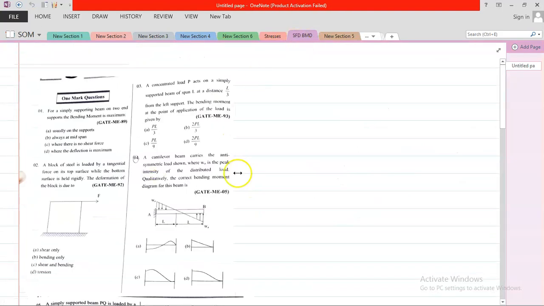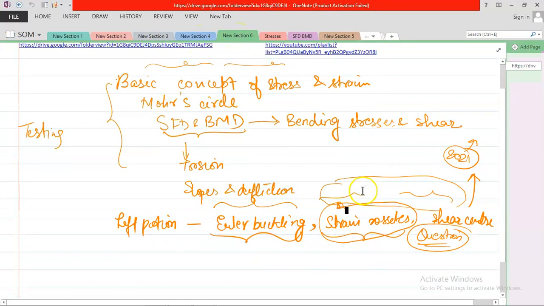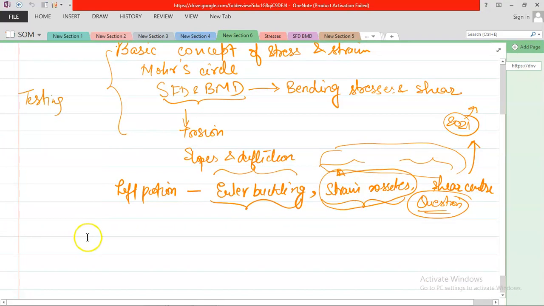So now going with the SFD BMD. First I am going to make you revise what SFD BMD is. Suppose you have a beam supported at the ends, and you apply a load. Now what will happen? It will bend like this.